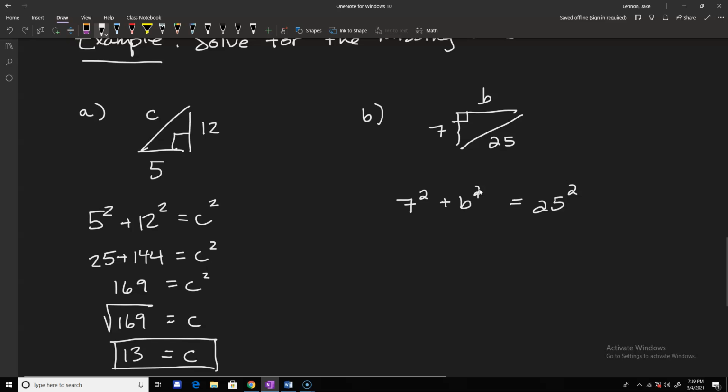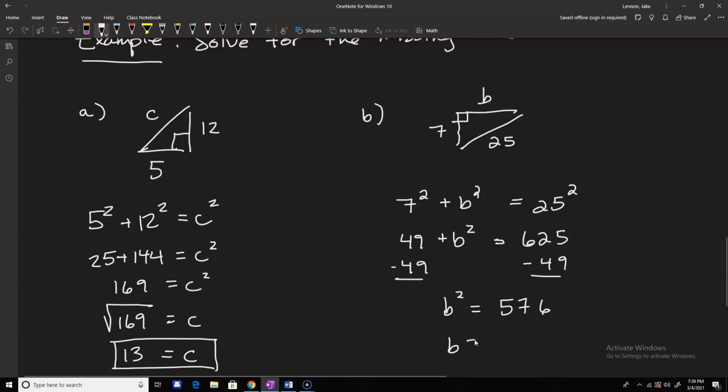So now our unknown is on the right. So what we want to do is just expand our numbers there. 49 plus B squared is going to equal 625, and then we want to subtract 49 on both sides. So we get B squared is equal to 576.